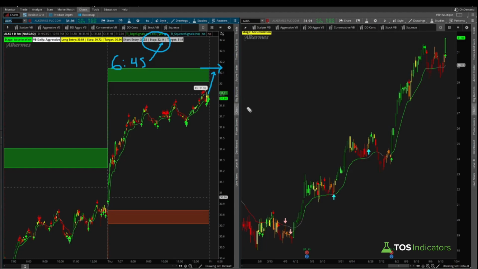So now if price action does break above that 32.14 mark in the first 15 minutes tomorrow, that really is our sign that, hey, the buyers have taken the baton from today's activity and they're looking to continue to keep pushing ALKS up higher. Right? So that's really how I'd read it.